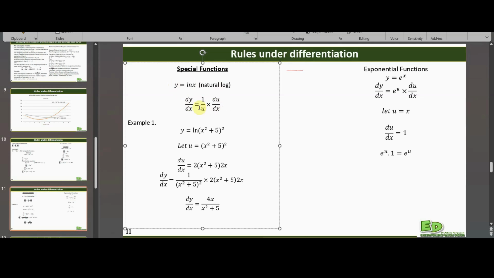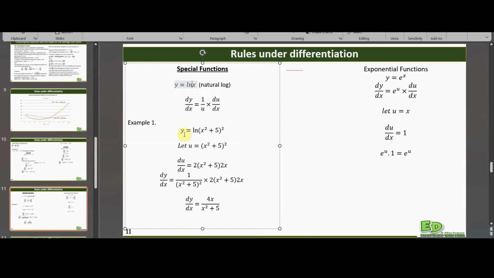The function is what is left when I remove this ln from there. What is left is x. x is the function. So if you have ln x to the power 2, the function is x squared. If you have ln x, the function is x, right? So it is 1 over the function times the differential of that same function. Here, the function is x.